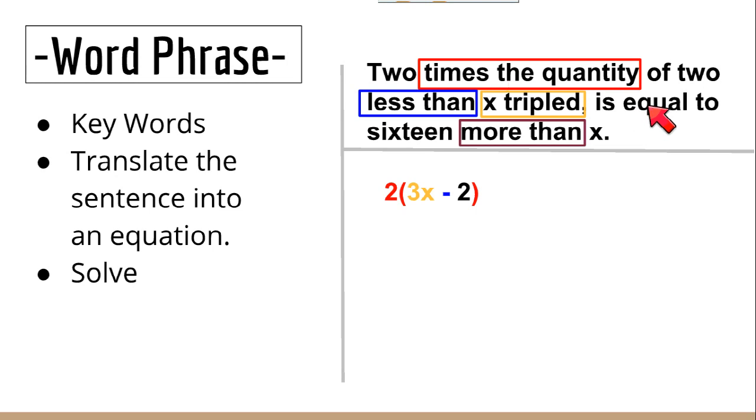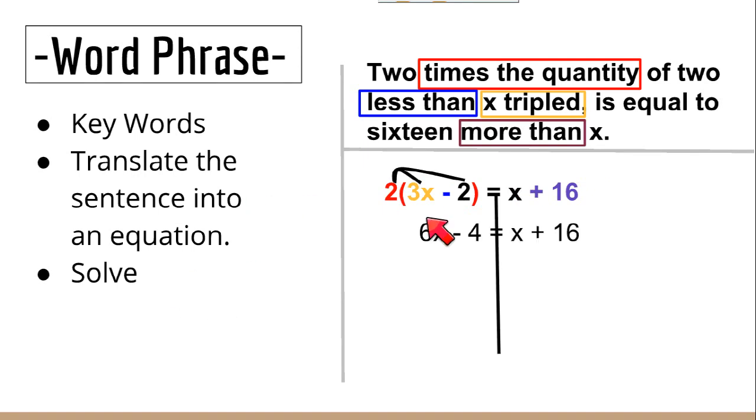If we keep moving, we have is equal to. Equal to represents our equal sign. 16 more than gives us our plus sign, x. So we want 16 more than x, so we're going to add 16 to x. Now we've set up our equation. All it is, is time to solve. So let's go through this again. Our first step is distributing. 2 times 3x is 6x.